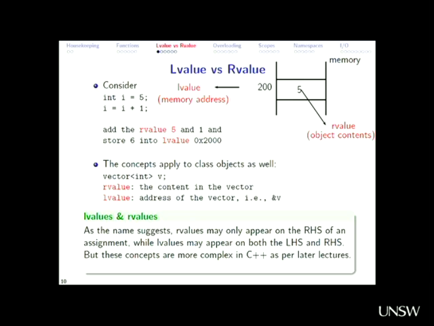I can also say j is equal to i plus 1, and see that i, which was previously an L value, is still an L value, but it's appearing on the right-hand side. Okay? But I can't say 1 is equal to i, because the 1 is an R value, not an L value. Okay? So it's going to take some time to wrap your head around, okay? But you've got these L values and you've got these R values.